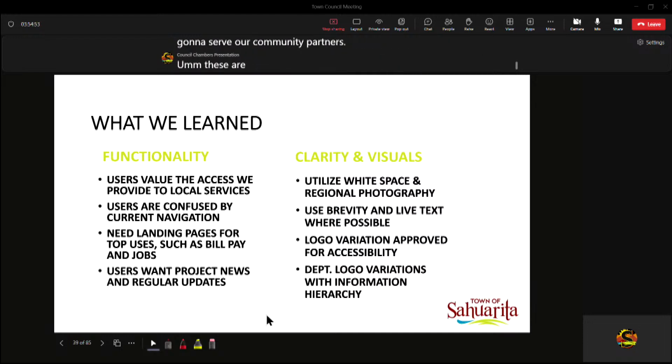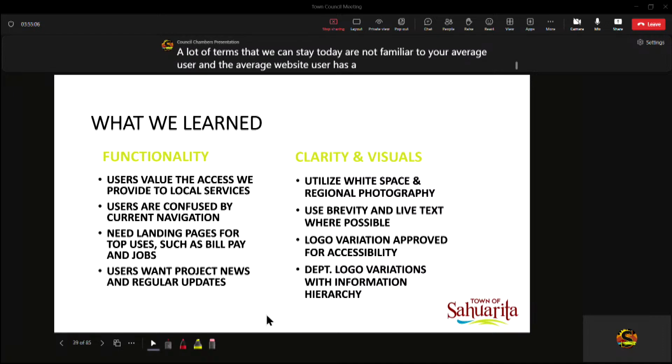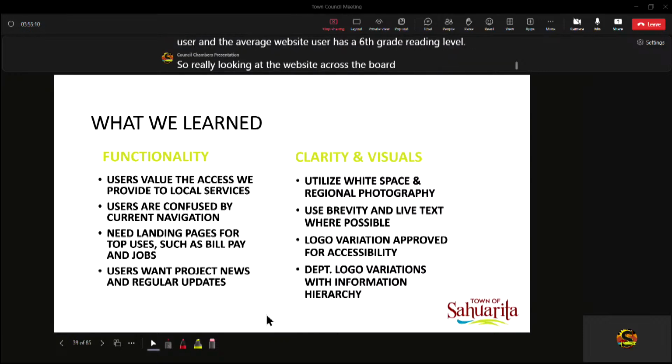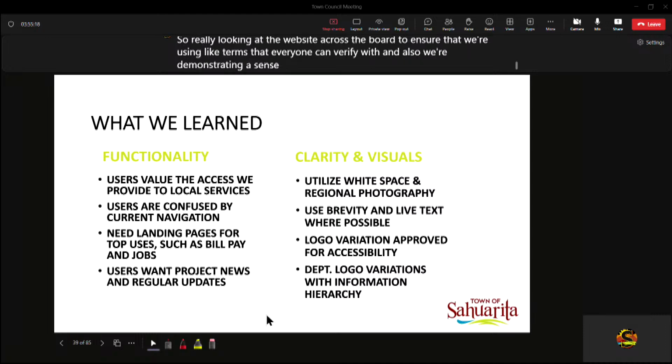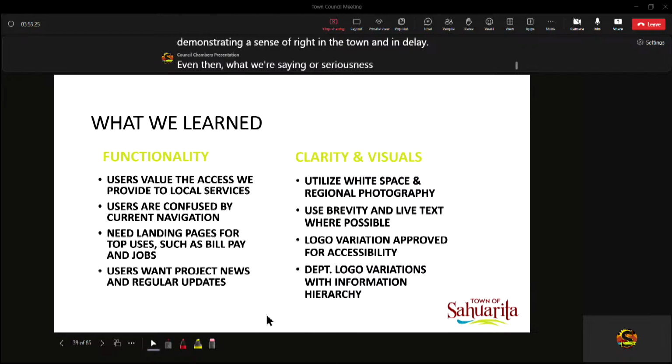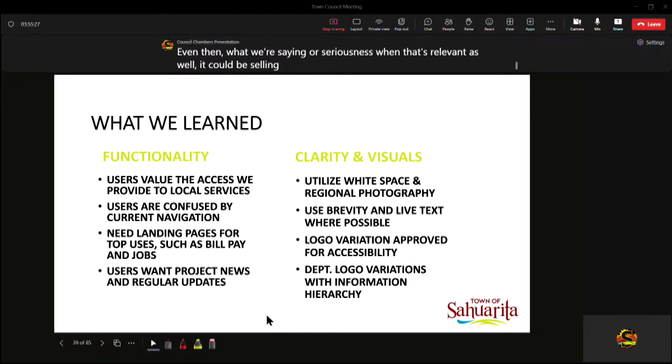Users were also pretty confused by the navigation. The drop-down menus had a lot of jargon. A lot of terms that we use day to day are not familiar to your average user. The average website user has a 6th grade reading level. So we're really looking at the website across the board to make sure that we're using lay terms that everyone can identify with, and that we're demonstrating a sense of pride in the town and joy, even, in what we're saying, or seriousness when that's relevant as well, but doing so in terms people understand.